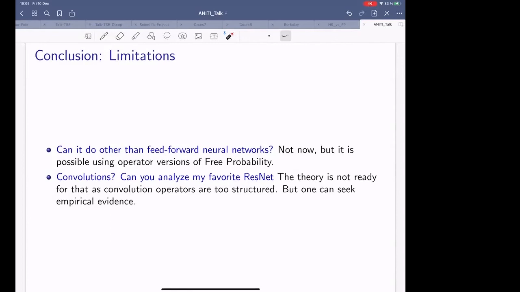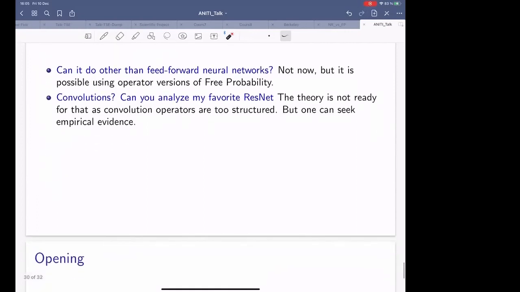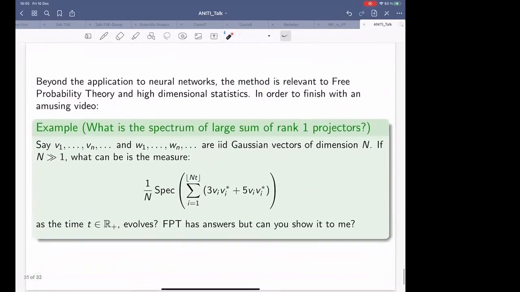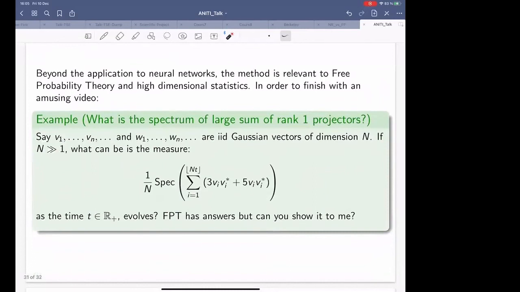But actually, this should not stop the machine learning community from trying to have empirical evidence. The theory is not ready, but maybe empirically there is something. It is just not theoretically justified, in my opinion. And I'll conclude with a funny video: beyond the application to neural networks, the method is relevant to free probability and high dimensional statistics.